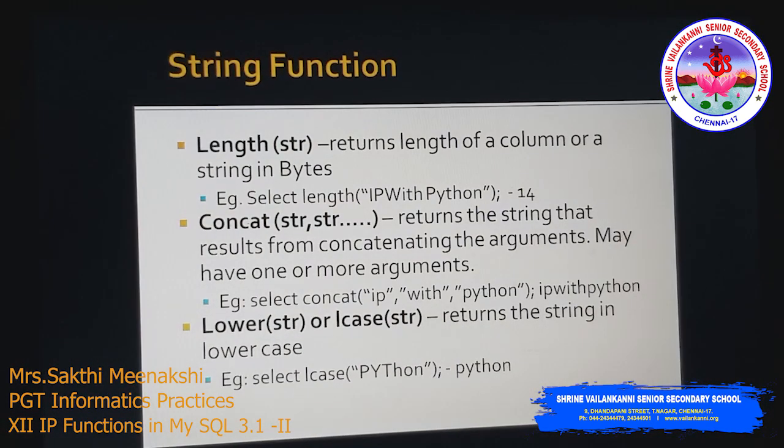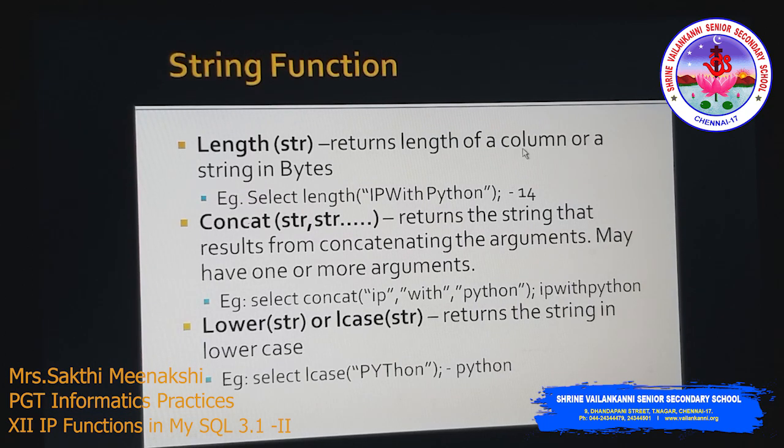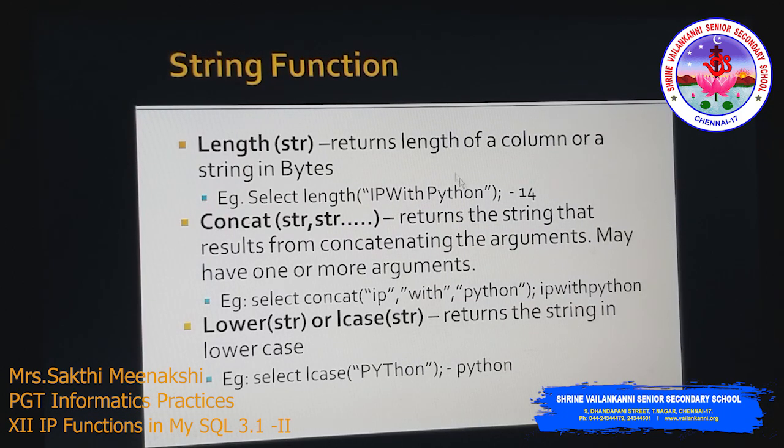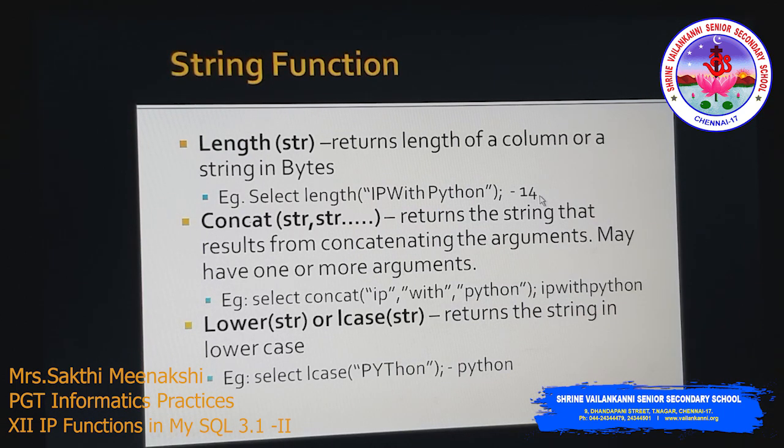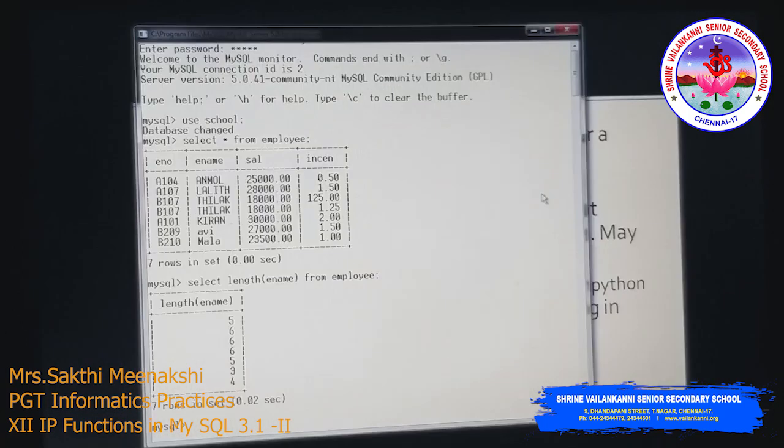The first function is the length function. It takes only one argument, str, string values. This function returns the length of a column or a string in bytes. For example, select length of 'IP with Python'. You have spaces here: IP, one space, with, one space, Python. It just counts the number of characters including the spaces. So 1, 2, 3, 4, 5, 6, 7, 8, 9, 10, 11, 12, 13, 14. It returns 14.